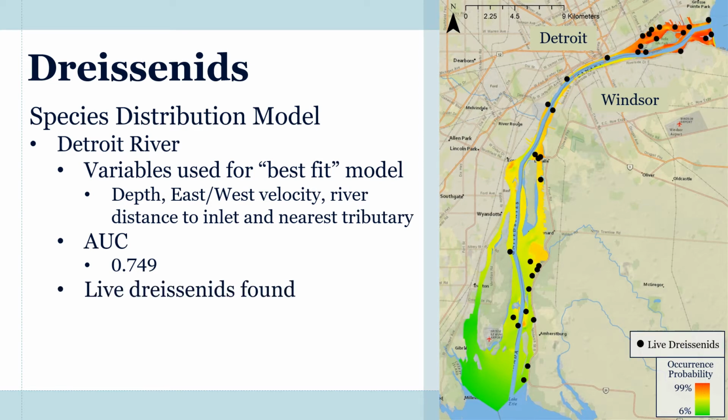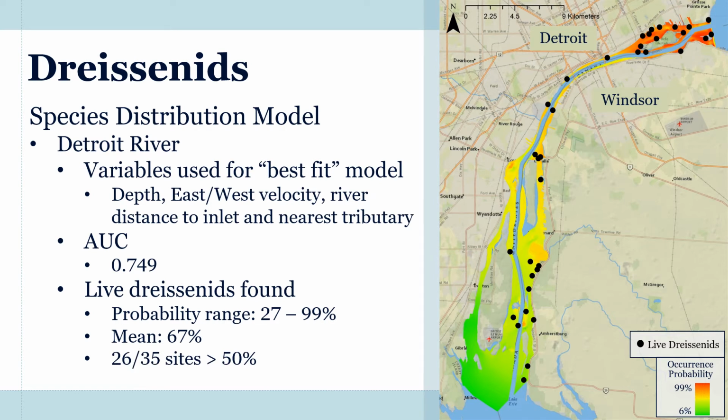I then overlapped the sites where Dreissenids occurred to estimate occurrence probabilities for each site based on the model. Among all the Dreissenid present sites, the occurrence probability ranged from 27 to 99%, and the mean occurrence probability was 67%. Finally, a majority of our Dreissenid present sites had an occurrence probability that was greater than 50%. Keep that 50% in mind as we'll use it to assess future models.